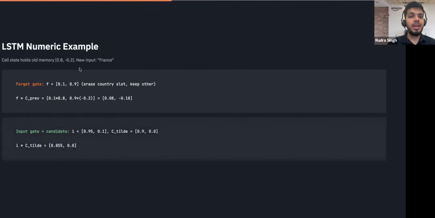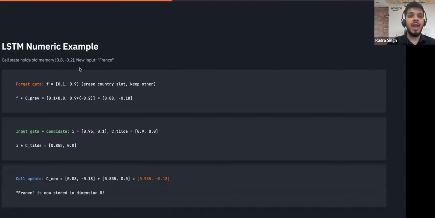Now the input gate kicks in. The input gate says write strongly into dimension 0 with a value of 0.95, and the candidate says the new value should be 0.9. Multiply those together and you get 0.855. That's France being written into the country slot. Final step, we add the two together. 0.08 plus 0.855 gives us 0.935. France is in, Italy is gone, and the gates did exactly what they were supposed to do. And this is how the mathematics behind the gates actually works.